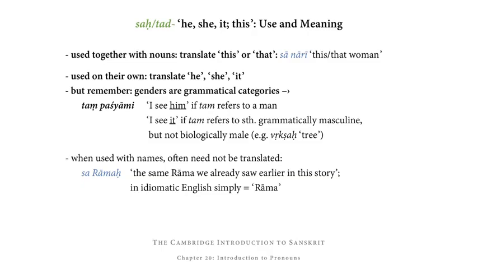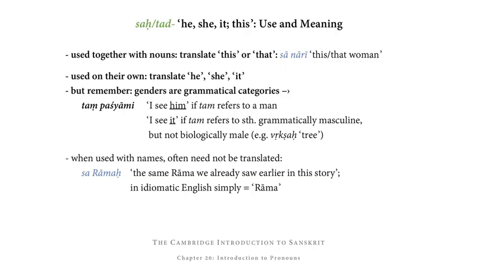So, for example, sa nari would mean this woman, or, depending on context, that woman. However, when sah tad is used on its own, then its forms need to be translated as he, she, or it. But you need to remember that genders are grammatical categories, and so we need to see what a pronoun is referring to before we can translate it.